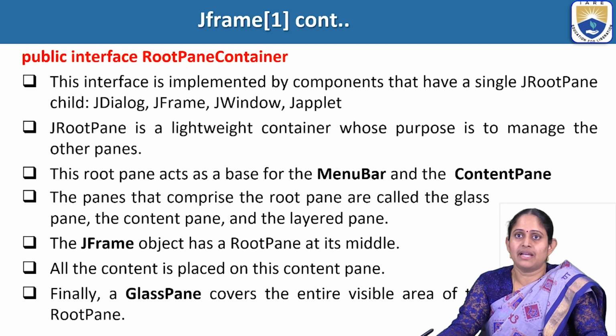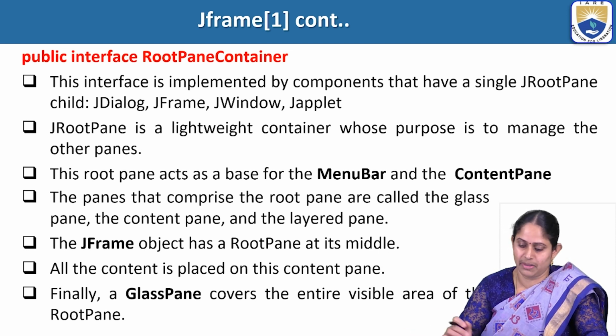The panes that comprise the root pane are called the glass pane, the content pane, and the layered pane. The JFrame object has a root pane in its middle. All the contents are placed on this content pane, and the glass pane covers the entire visible area of the root pane.